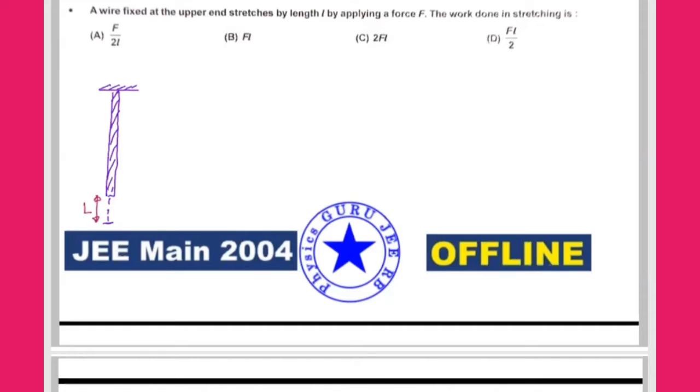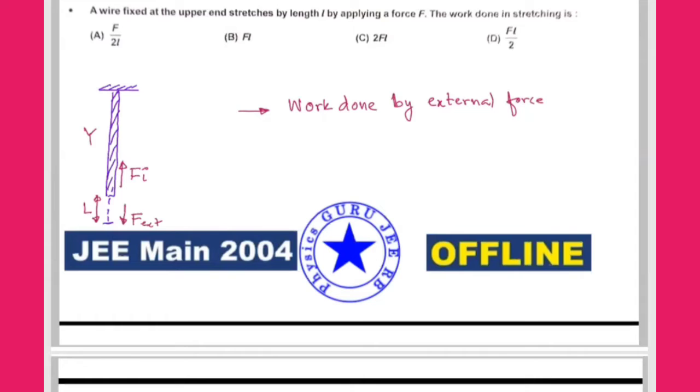Then the work done in stretching the wire. Just now we discussed work done in stretching the wire. So here if I apply force in the downward direction, this is nothing but the external force. There will be some internal force acting inside the wire. Let Y be the Young's modulus of it. Then here three things we have to note. Number one, work done by the external force.